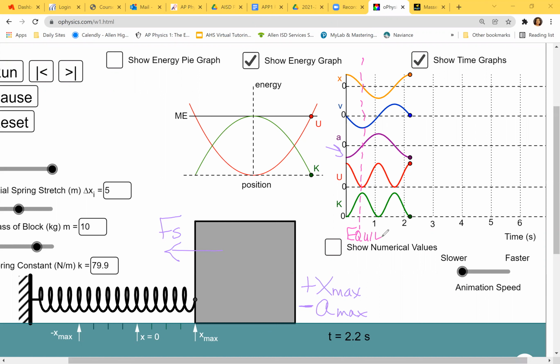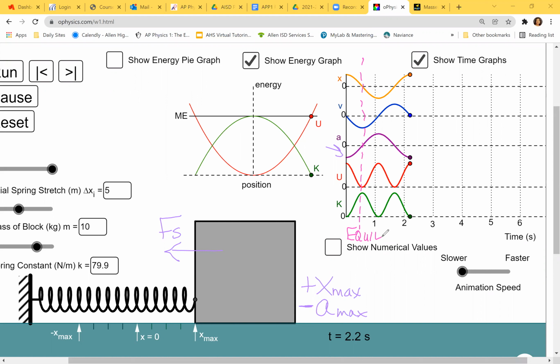What kind of kinetic energy do you have when you pass through equilibrium? A maximum. Look at that green kinetic energy. It's a maximum. And who can tell me why it's not a maximum negative? Do you notice the energy versus time graphs look different than the others? There's no negative. They're all above zero. Why don't you have max negative kinetic energy at this point?